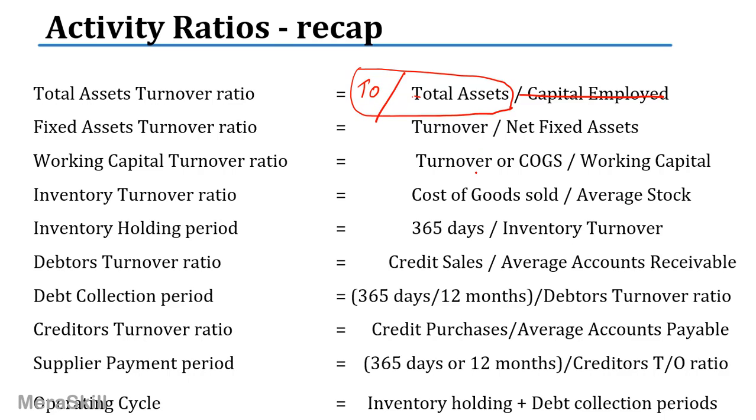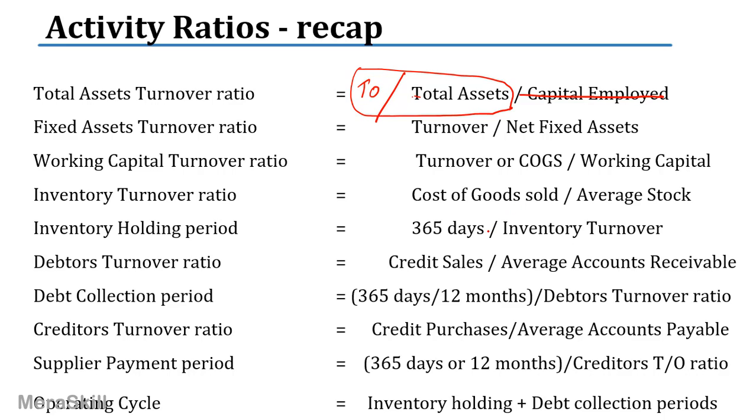Working capital turnover is cost of goods sold divided by the working capital. We normally prefer to take cost of goods sold because working capital is used to make the goods, and therefore cost of goods sold, without including a profit element when we sell to the customers, is preferred. Inventory turnover ratio is the cost of goods sold by the average stock.